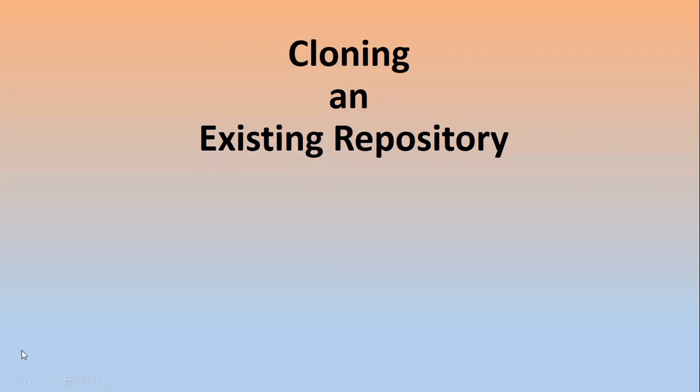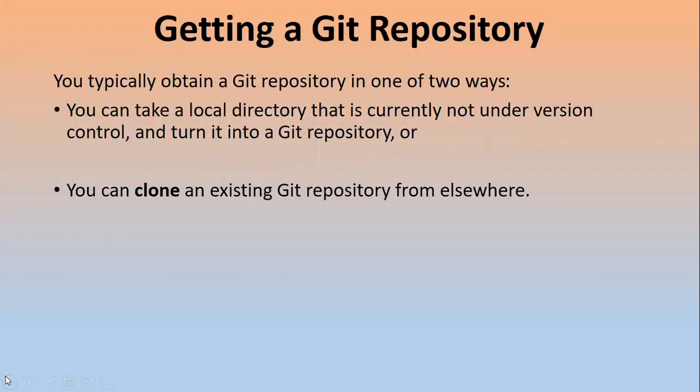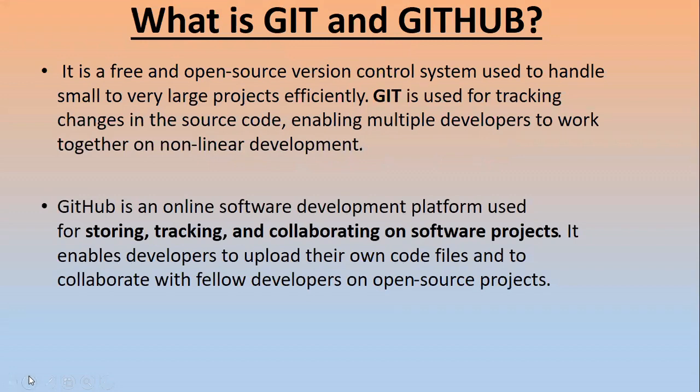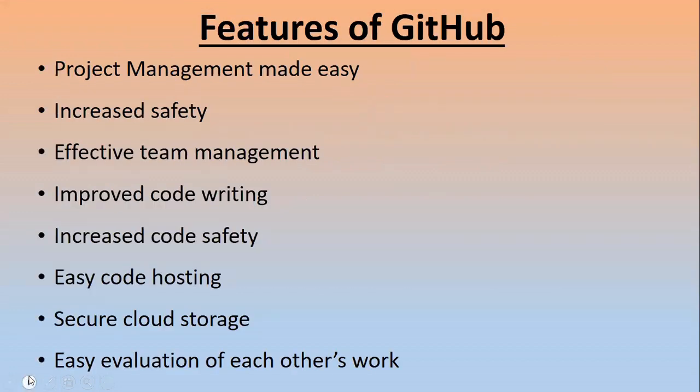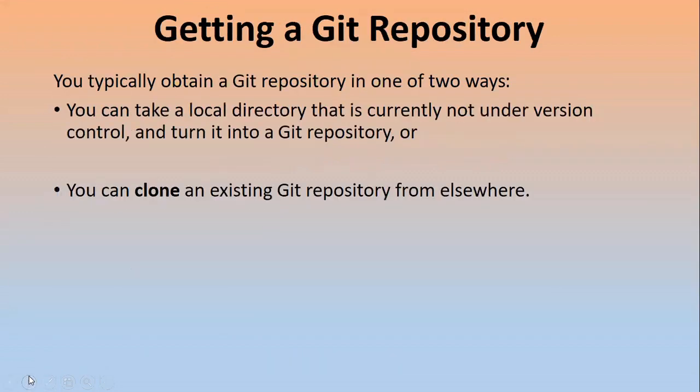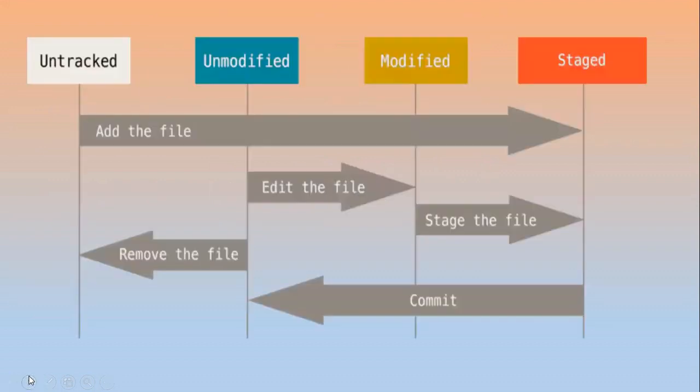So just a quick recap. In the previous video, we learned about what Git and GitHub are, and the features of GitHub. We saw how to turn a local subdirectory into a Git repository and start tracking all the changes. We learned about the different stages of a file: untracked, unmodified, modified, and staged.